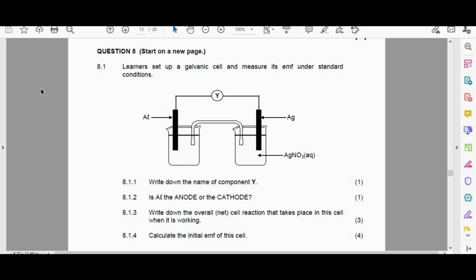And if I look at the other electrode that we have there, we have Ag, which is silver. So if I go find silver, silver has a positive electrode potential there of positive 0,80. So, to conclude, based on those two values, can anybody tell me if Al is the anode or the cathode? I have my answer. Can anybody tell me if it's anode or cathode?